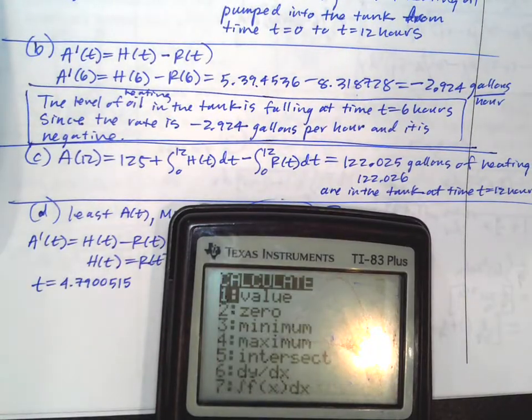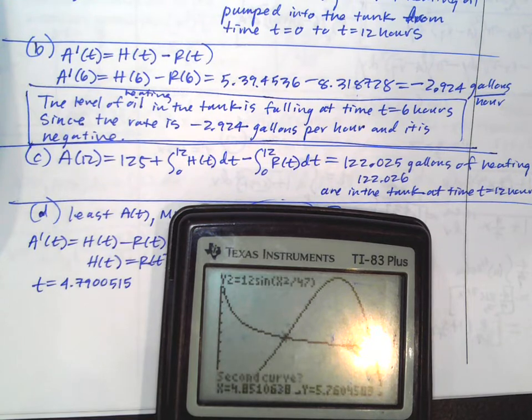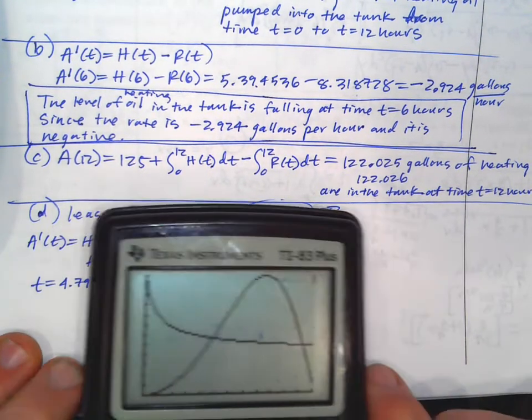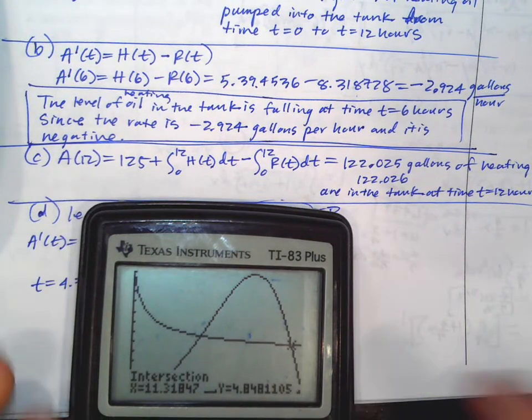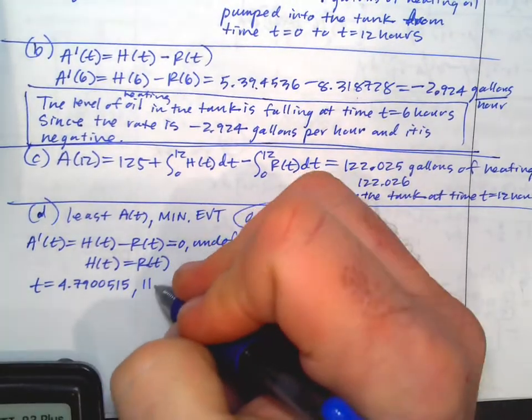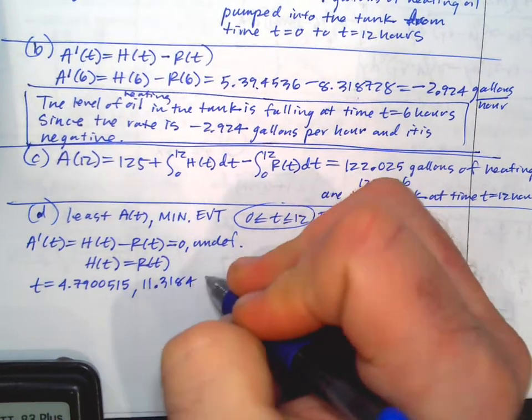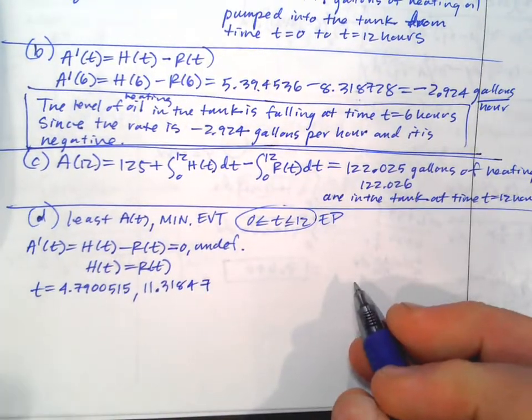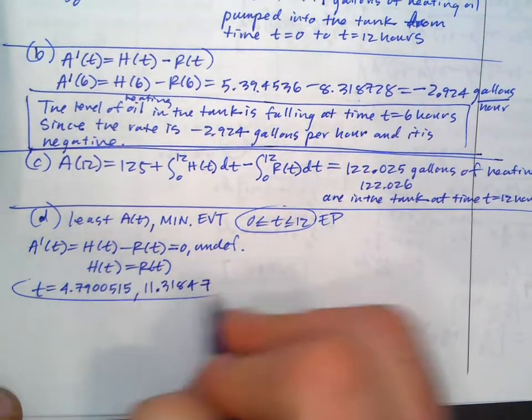Second, calculate, intersect, first curve, second curve. This is over here near 12. I'm going to guess 11. Quick guess. Okay, it is 11.31847. You need more decimal places than 3 because it's going to be in the middle of your work. So we have our critical points.